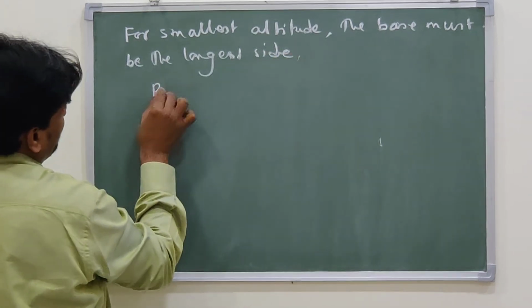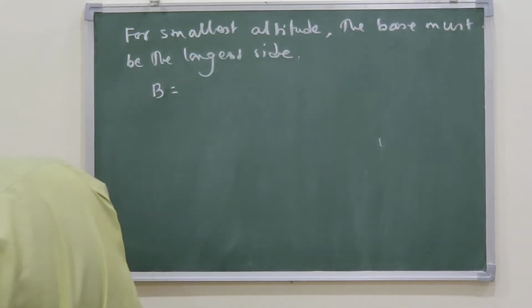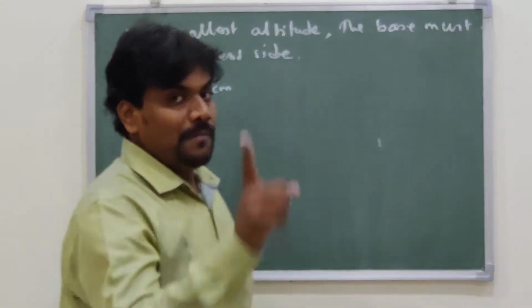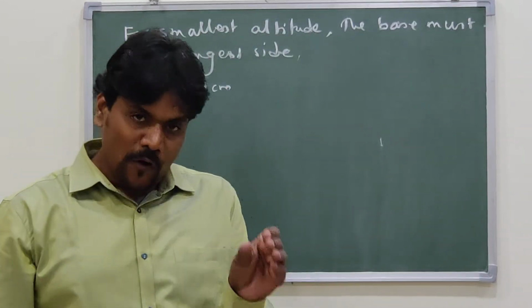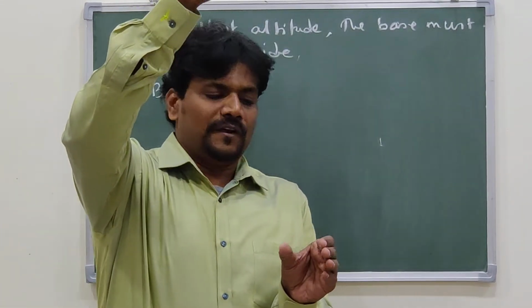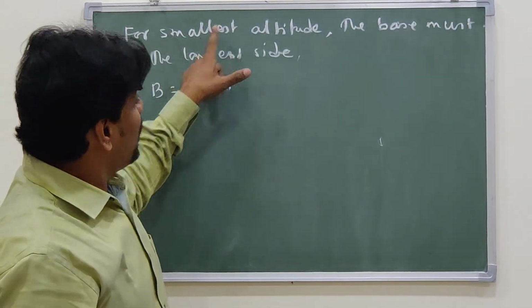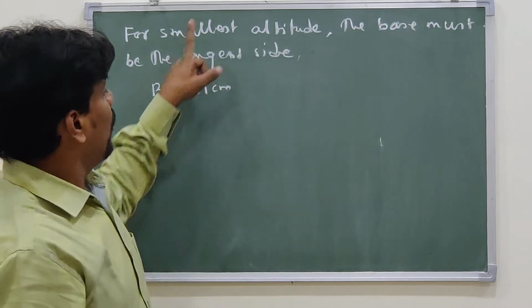So base will be, out of the 3 sides that are given, the sides given are 35, 54 and 61. I choose 61 as base. Remember the last video I told you, for smaller base the altitude is longer, for larger base altitude is smaller. So since they are asking me the smallest altitude, I'll have to choose the longest side.